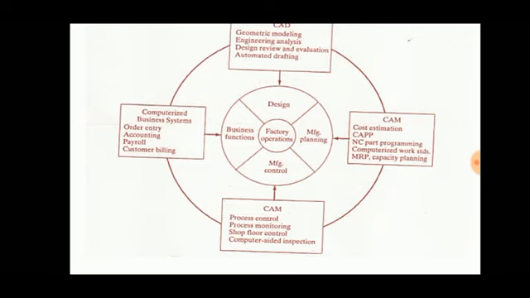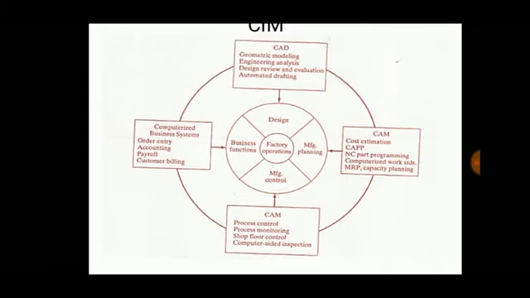Finally, CAM. It involves the process control, how quickly a process or an operation is to be completed within a time for the particular product, and process monitoring, whether the process for the particular product is performing well or not, and choosing the optimum time for the particular process so that the profit earned from the particular product can be increased for the industry. And shop floor control, computer aided inspection.